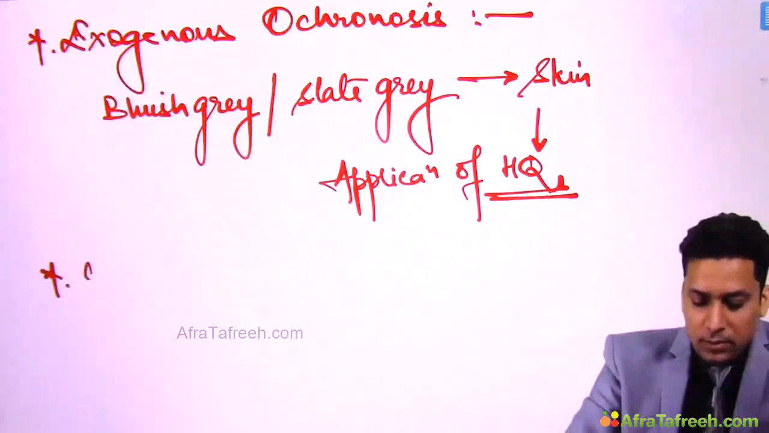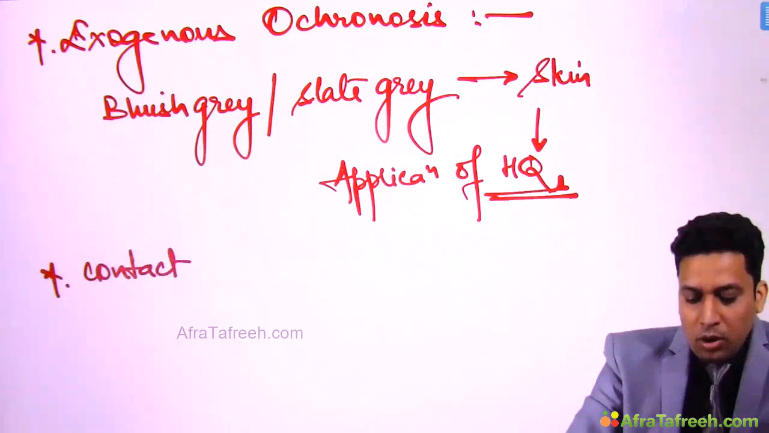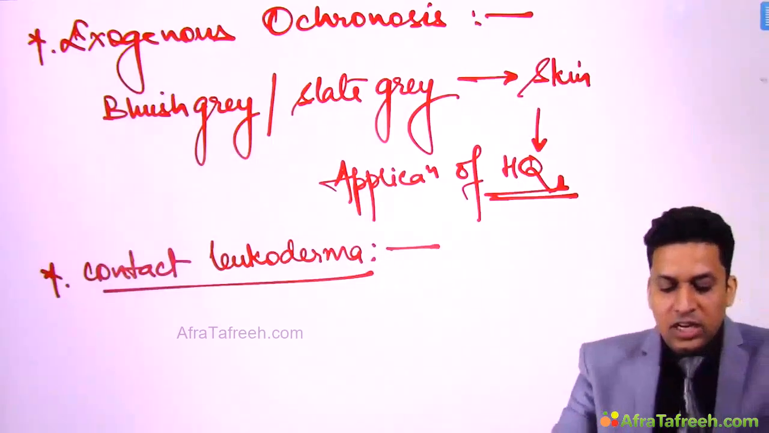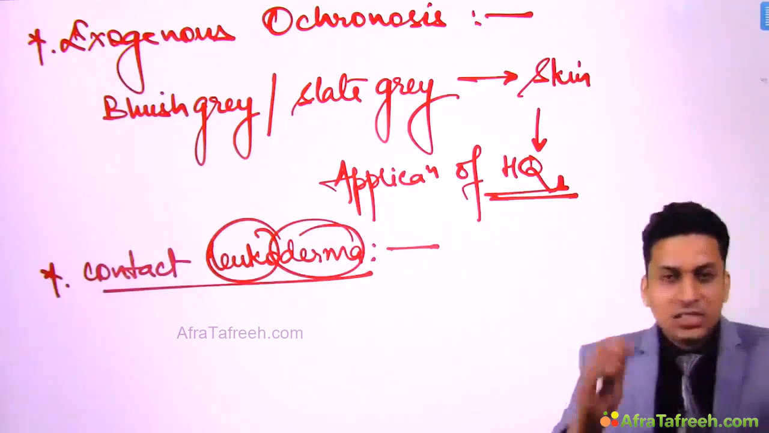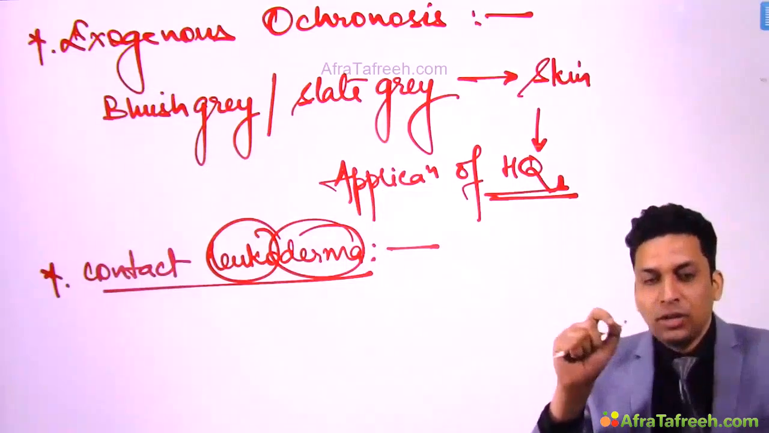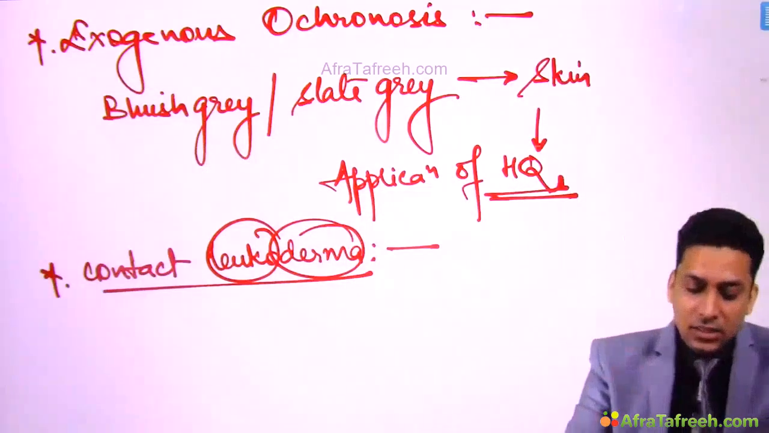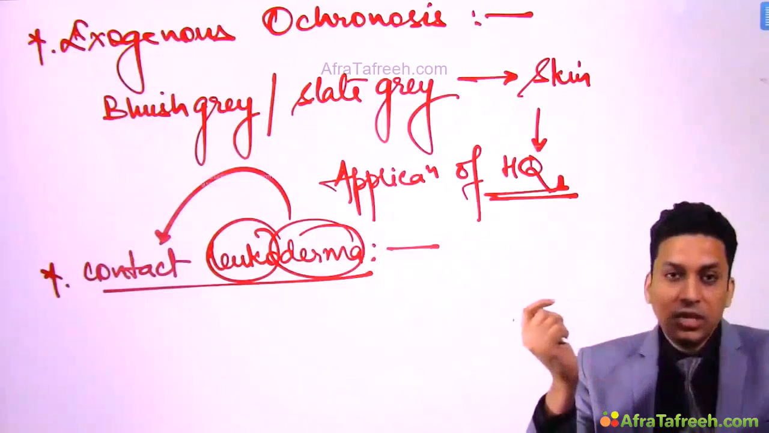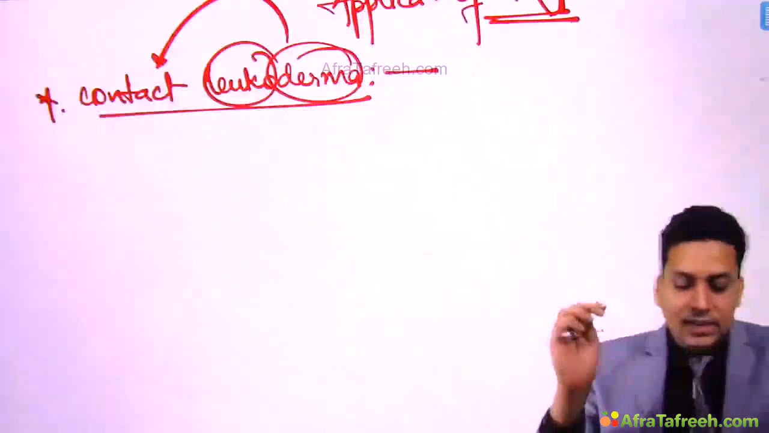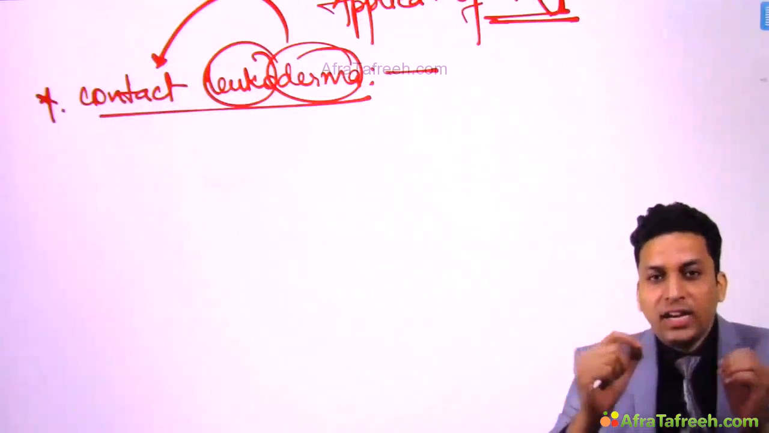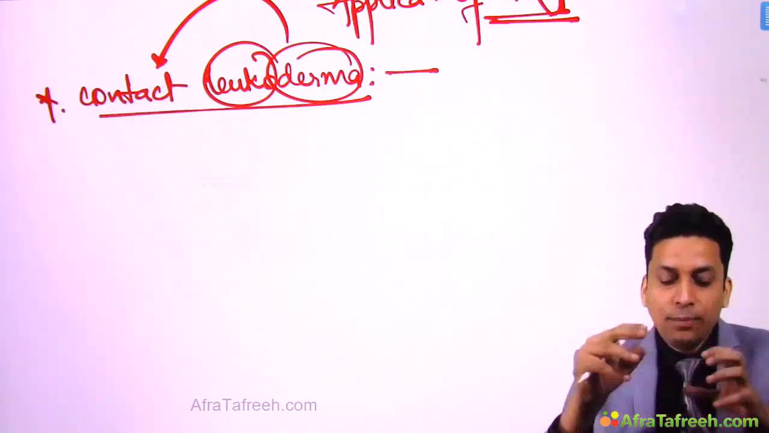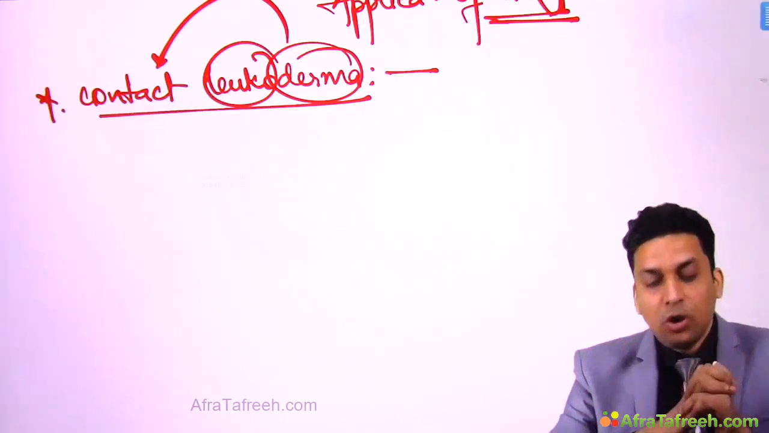Then third, contact leukoderma. See, leuco means white, derma means skin. So this is lightening of the skin, white skin is seen, and this is due to contact to something. This is known as contact leukoderma, because recently a question was asked, so let us understand this. Due to contact to a chemical, sometimes the skin where this contact occurs becomes white. So this is known as contact leukoderma.